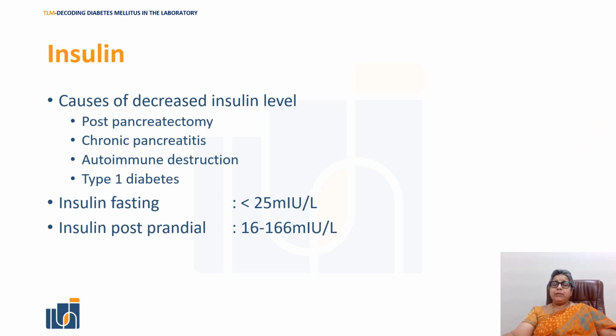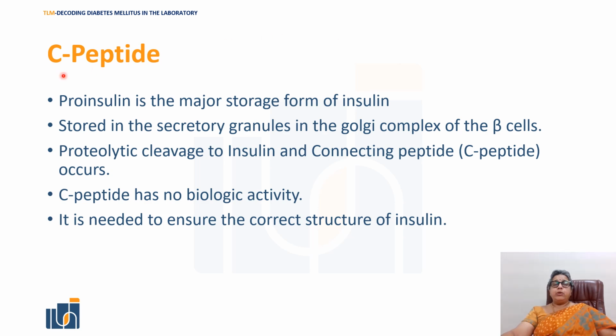Now we move on to something that is similar to insulin, which is called C-peptide. Now, the storage form of insulin is proinsulin, and it is stored in the secretory granules of the Golgi complex of the beta cells.